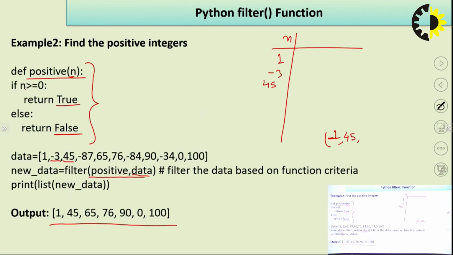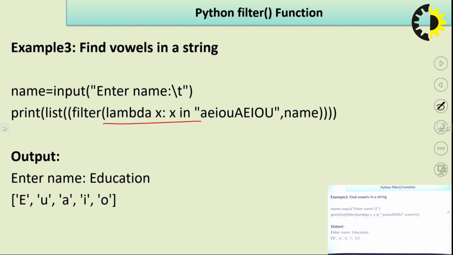Now see another example, a very interesting one. Find the vowels in the given string. How to find the vowels in the given string? If we make this program without using the filter function, a big code will arise, but with the help of the filter function, it is a single line of code.